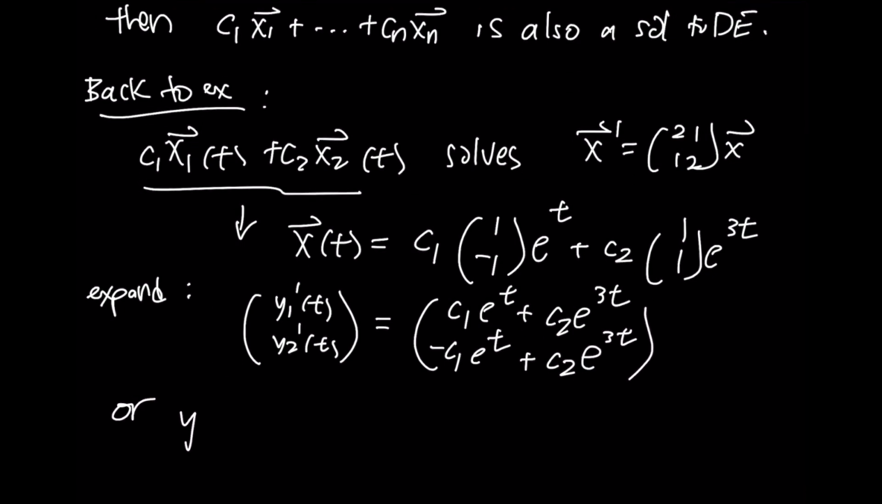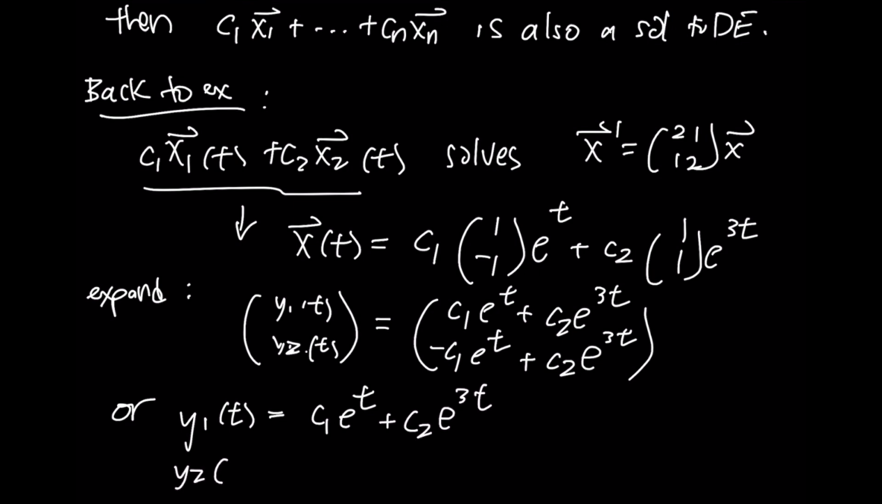Or you'll have y1, these should not be primed here. You'll have y1 of t is C1 e^t plus C2 e^(3t). y2 of t is negative C1 e^t plus C2 e^(3t).